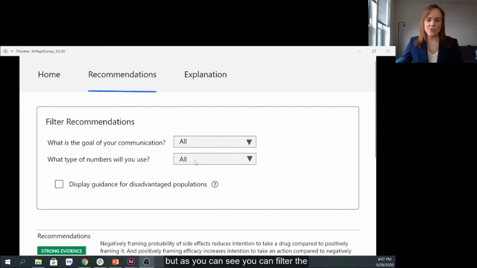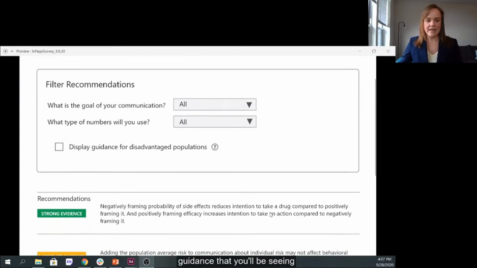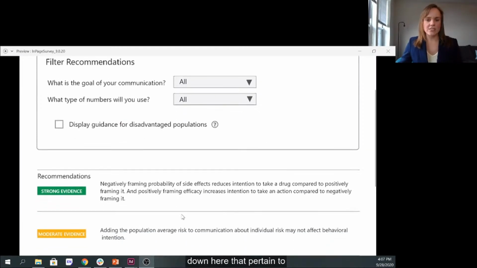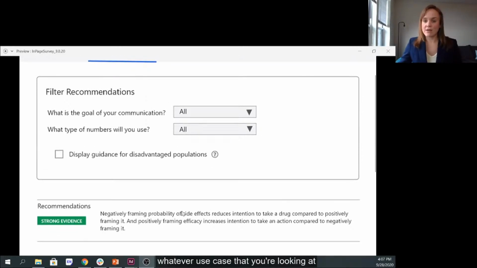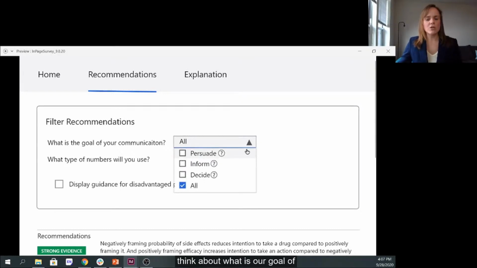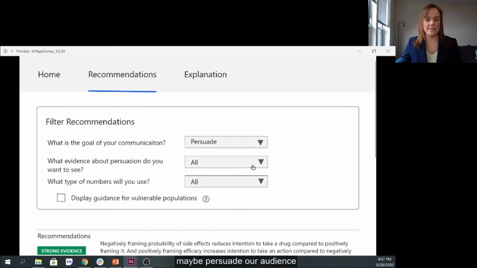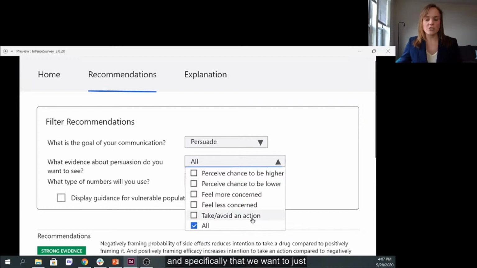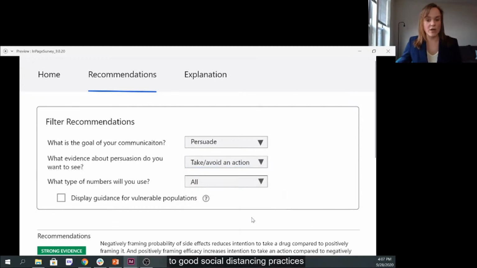But as you can see, you can filter the guidance that you'll be seeing, and then you can see recommendations down here that pertain to whatever use case that you're looking at. So thinking about that COVID-19 hospitalization number, we can first think about what is our goal of communication. So now we'll assume that we want to maybe persuade our audience, and specifically that we want to, just for the sake of demonstration, persuade the audience to take or avoid an action, possibly to continue adhering to good social distancing practices.